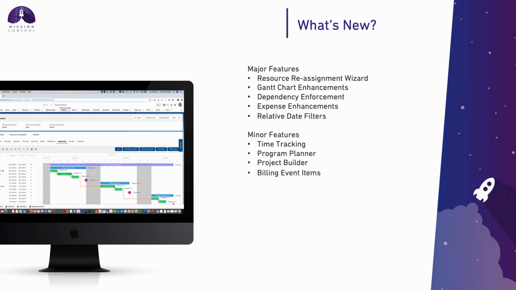So what's new? So main things that are coming in. The major features, we've got a new component called the Resource Reassignment Wizard. We've made a number of Gantt Chart enhancements, as well as adding in some Dependency Enforcement. We've made some modifications to the expenses, which we'll cover off later, and also added in some relative date filters onto the action pad and whiteboard, and then a few minor enhancements around the time tracking, program planner, and so on. So let's take a closer look.